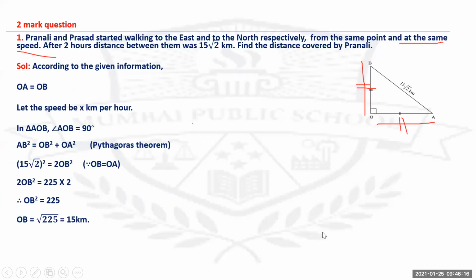Is this clear to all the students? Okay, here check the distance between them, 15 root 2. With the help of that, you can easily get the answer. So OB equals 15 kilometers. So the distance covered by Pranali is 15 kilometers. And also, if the question asks about Prasad instead of Pranali, then the distance covered by Prasad will also be 15 kilometers.